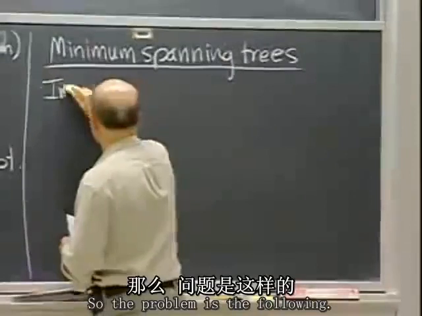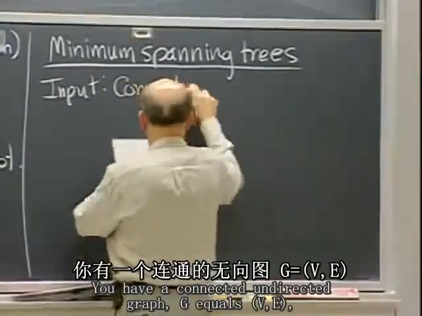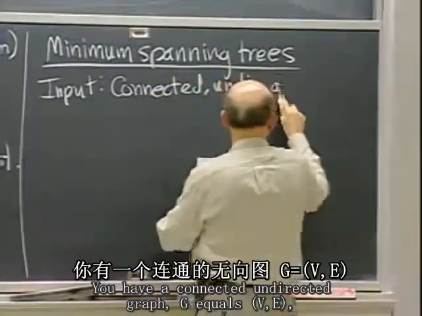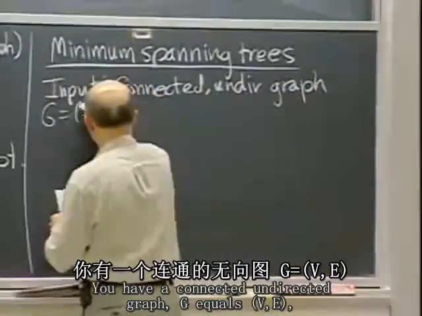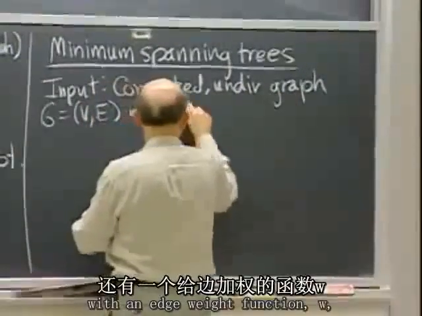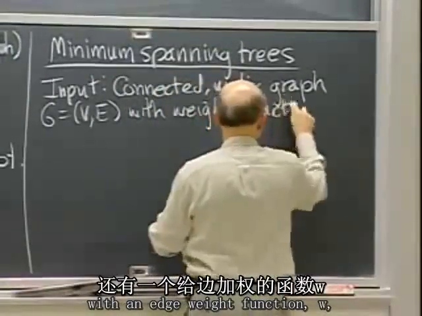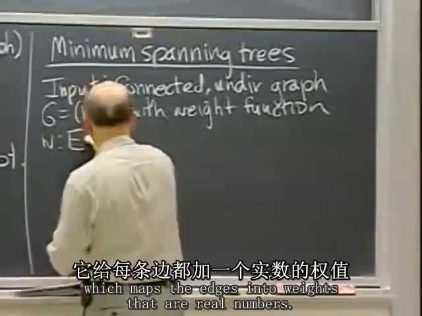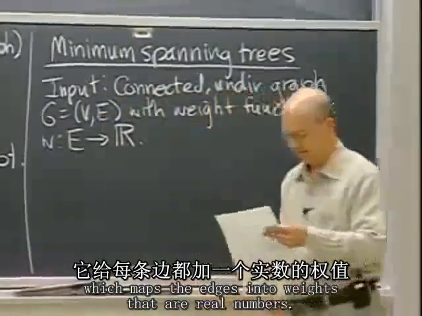So the problem is the following. You have a connected, undirected graph, G equals (V, E), with an edge weight function w, which maps the edges into weights that are real numbers.